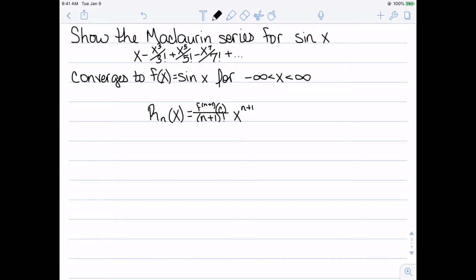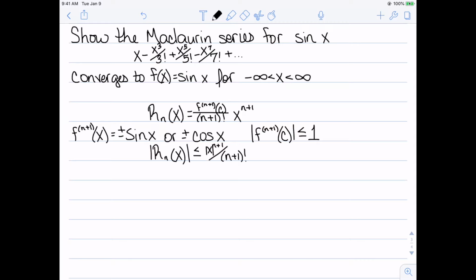Well, first it's important to note that the numerator of that, the (n+1)th derivative, is going to be either plus or minus sine or plus or minus cosine. But because of this, we know that sine and cosine are always trapped between negative 1 and 1. So the absolute value of the (n+1)th derivative of f evaluated at c is always going to be less than or equal to 1, no matter what c is. This then tells me that the absolute value of the remainder is less than or equal to the absolute value of x to the n+1 over (n+1) factorial.